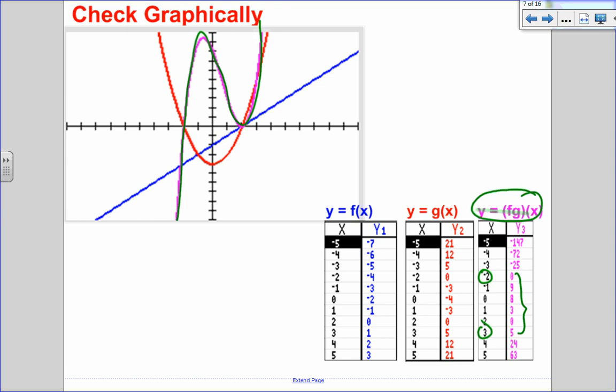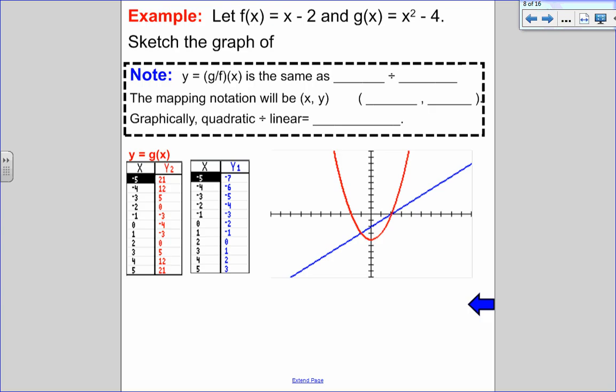Let's look at the same idea, but we're going to do division. So I have a linear function and again a quadratic function, but we're going to look at the quotient. So really important, with quotient and difference, it's important the order that you do it. So see here how I have g over f of x. That's the same as g of x over f of x. So you can see I have g of x in y2. And here I have y equal to f of x, and that will be in y1.